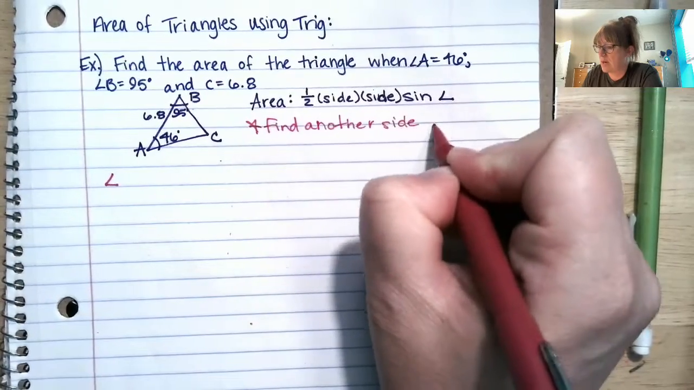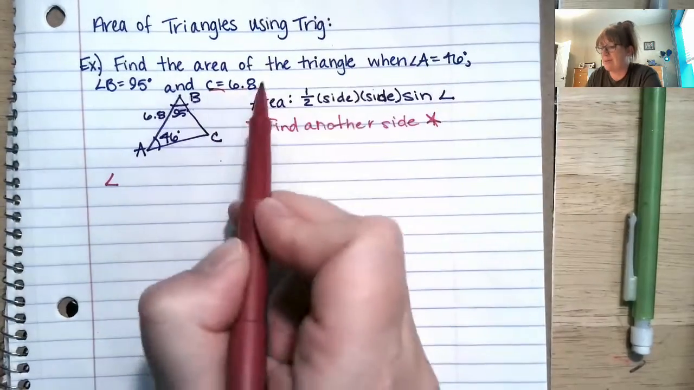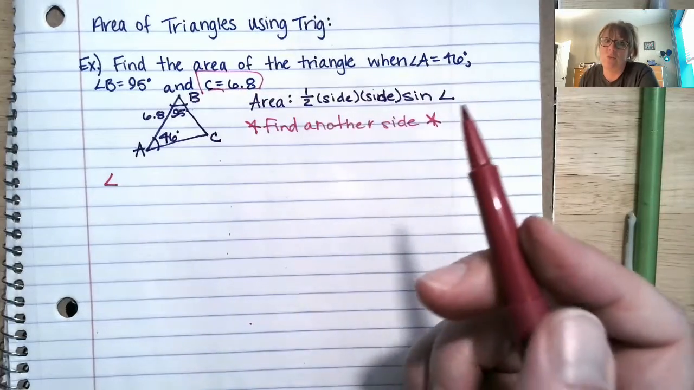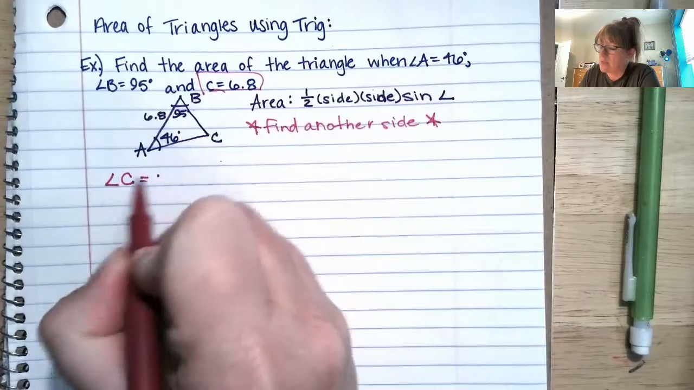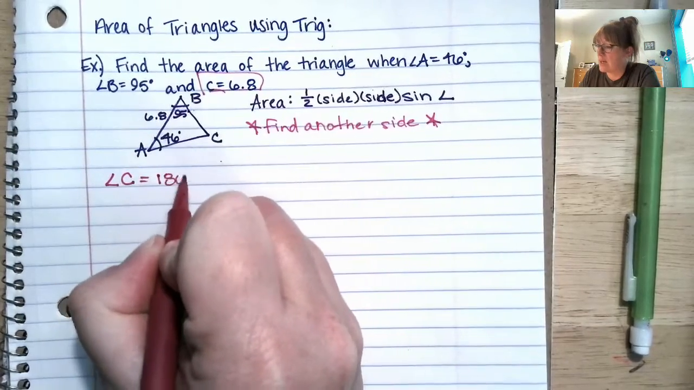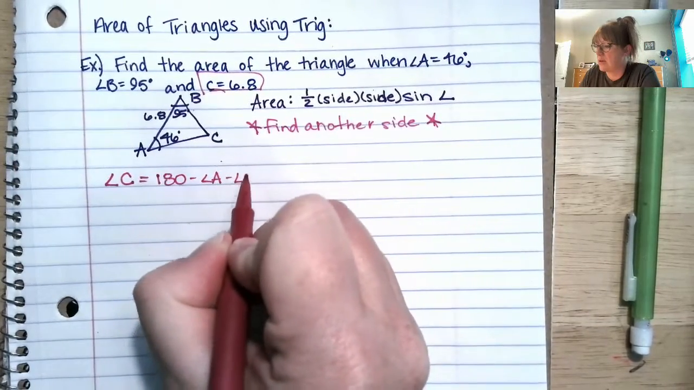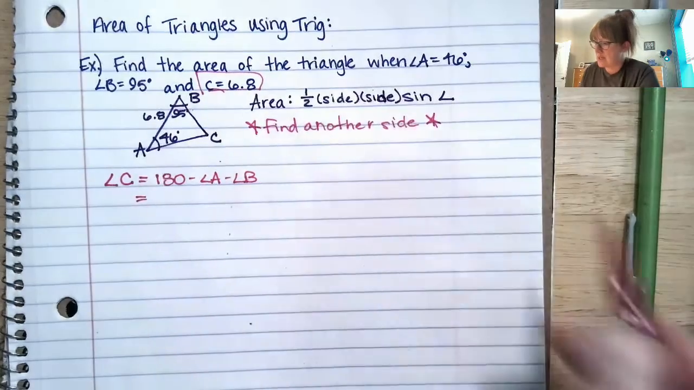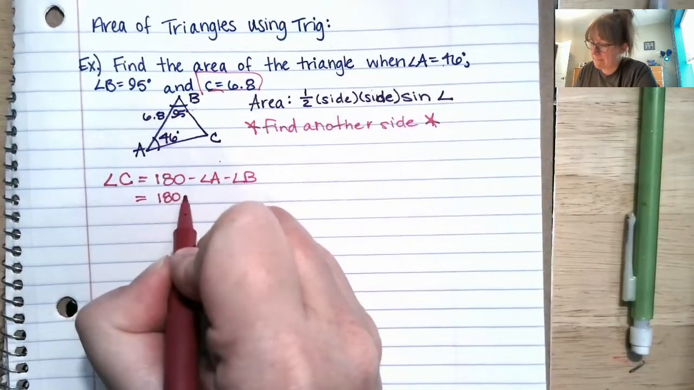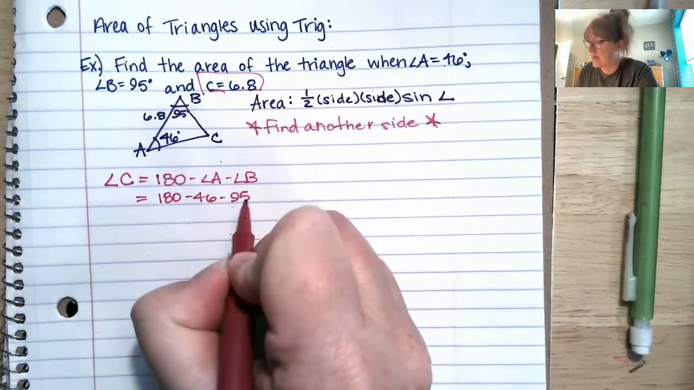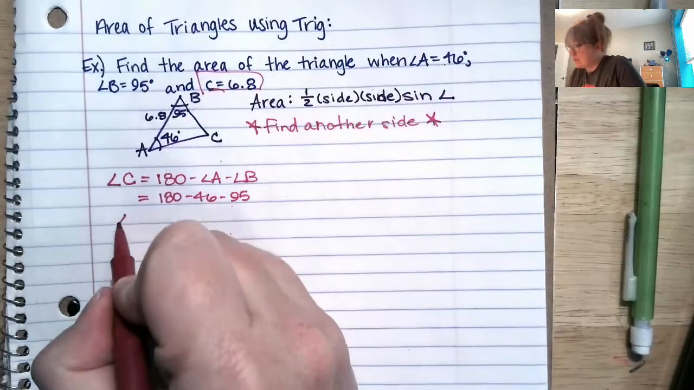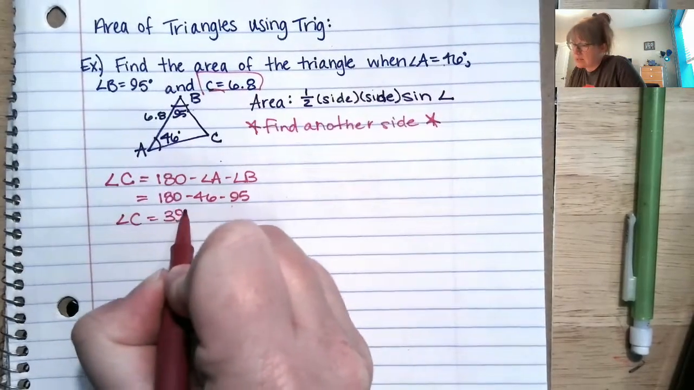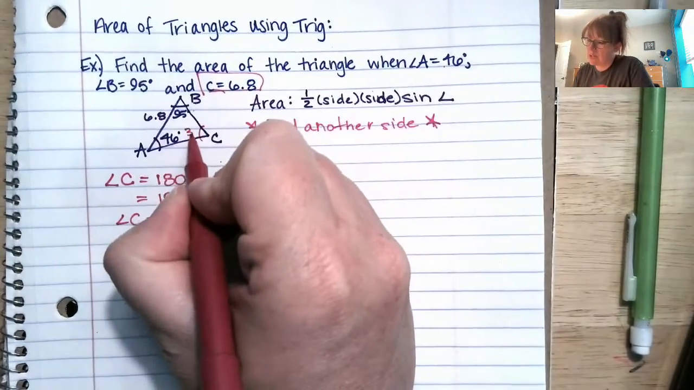So in order to do the area formula, we need two sides, and we were only given one. So we're going to find the other one. All right, so angle C is going to be 180 minus angle A minus angle B. So 180 minus, what do we got? 46 minus 95. So we get angle C is 39 degrees. Okay, so we know that this is 39.